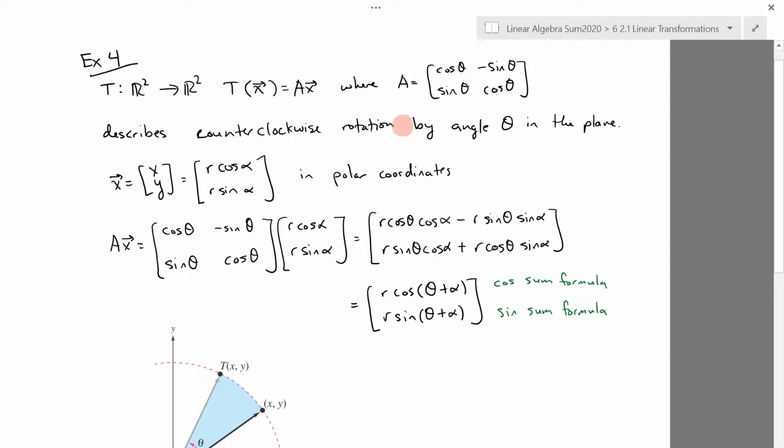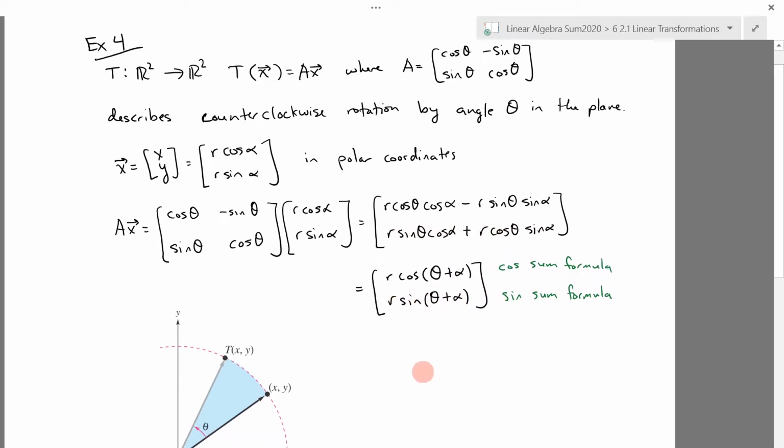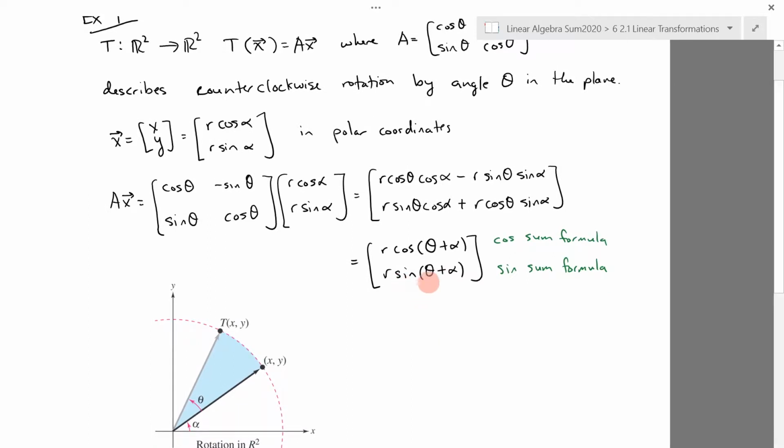left by A. Here we carry out the matrix multiplication, and if you look at the x component and apply the cosine sum formula, it'll look like this. And if you look at the y component, you apply the sine sum formula, it looks like this. And then you represent the original vector, x comma y, compared to the transformed vector.